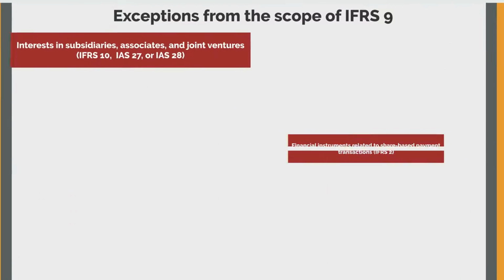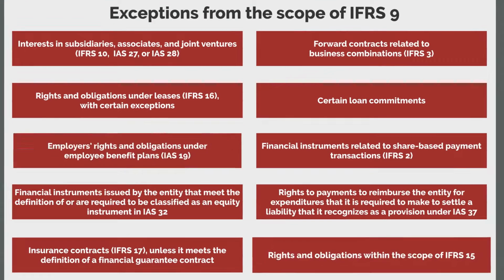IFRS 9 states that its guidance should be applied by all entities to all types of financial instruments, with certain limited exceptions. A summary of those exceptions is on the screen now. This is just a summary. IFRS 9 includes more detail on each of these exceptions.